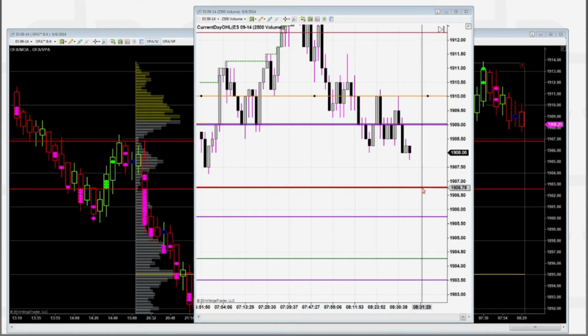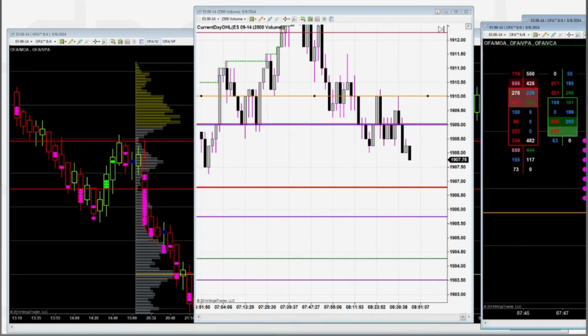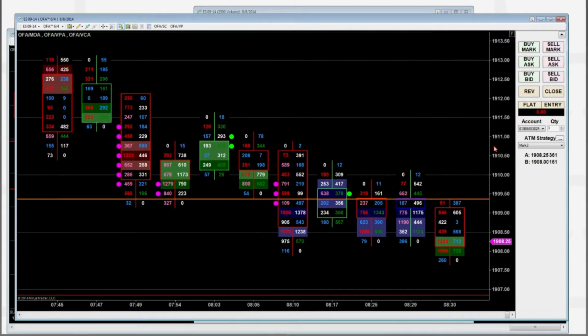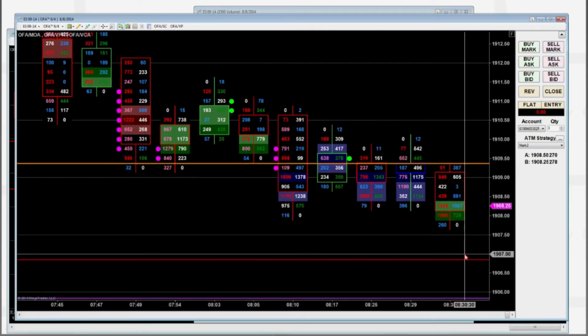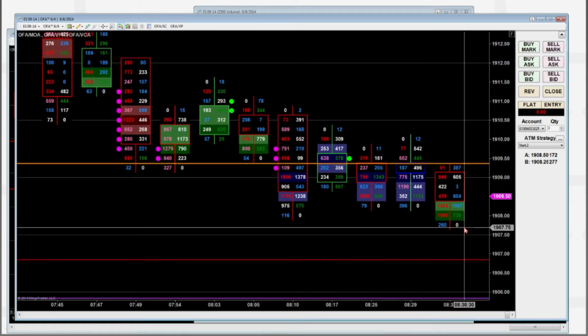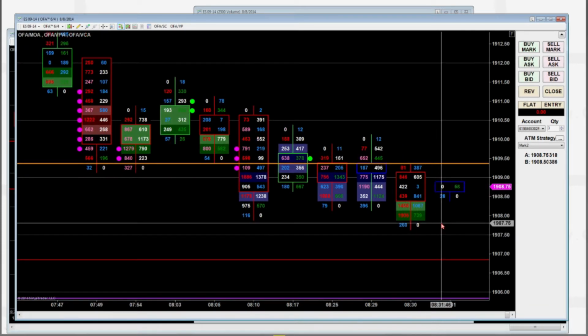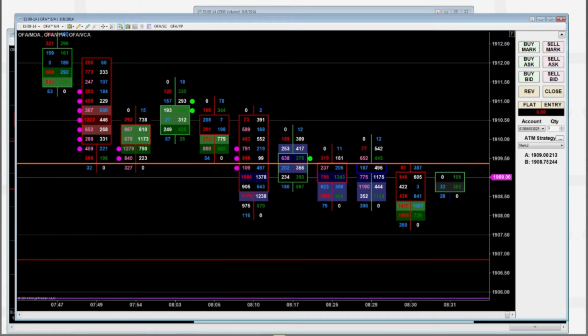Now we're coming down to this level, 1906.75 to 1907. Because we're coming down here, here was my first opportunity for a trade. We're down to 1907.75. Remember, this was a low volume area in the overnight as well.